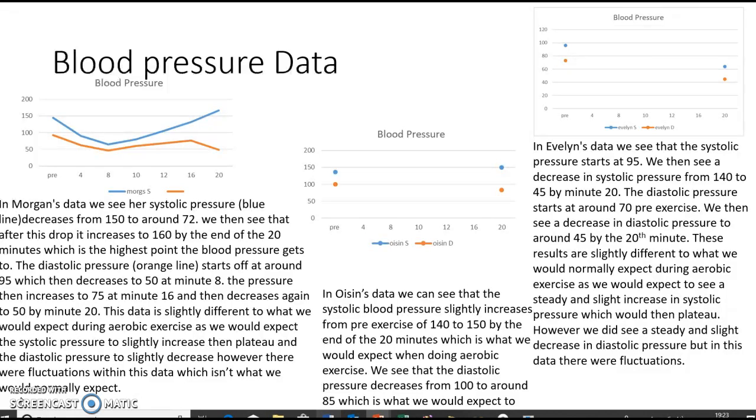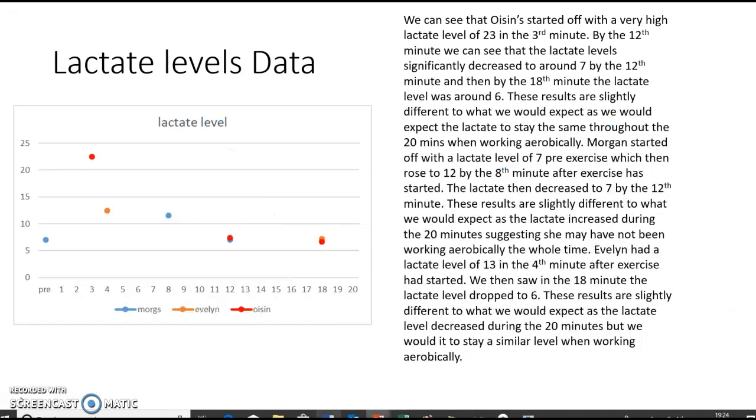Evelyn's data, systolic pressure starts at 95. We then see a decrease in systolic pressure from 140 to 45 by minute 20. The diastolic pressure starts at around 70 pre-exercise. We then see a decrease in diastolic pressure from around 45 to 20 minutes. This is slightly different to what we would expect as the systolic pressure decreased. However, the diastolic pressure also decreased, which is what we would expect.